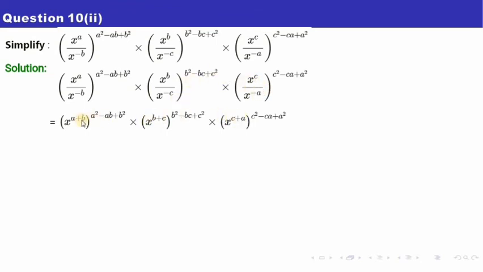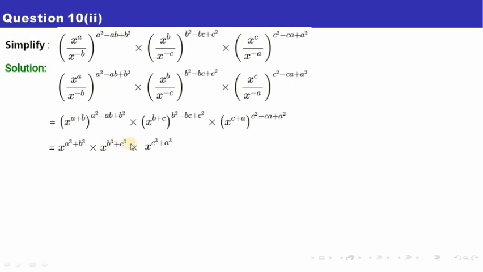Now you know that since there is an extra power from outside, you need to apply the power law, that is, we need to multiply the powers. So when you multiply a plus b into a square minus ab plus b square, how much is that? That is always equal to a cube plus b cube. That is the formula for a cube plus b cube: a cube plus b cube is a plus b into a square minus ab plus b square, and similarly the same happens with the rest.